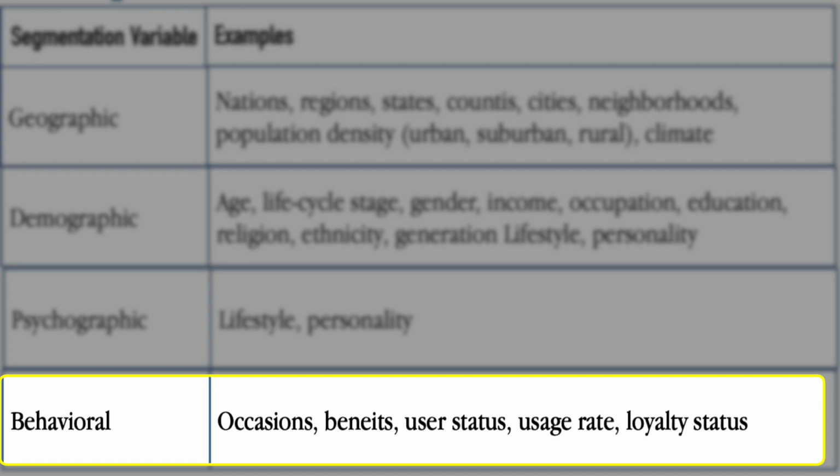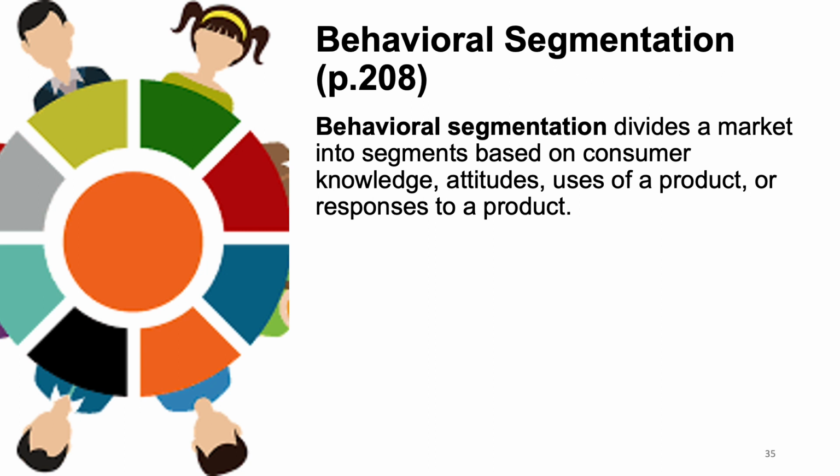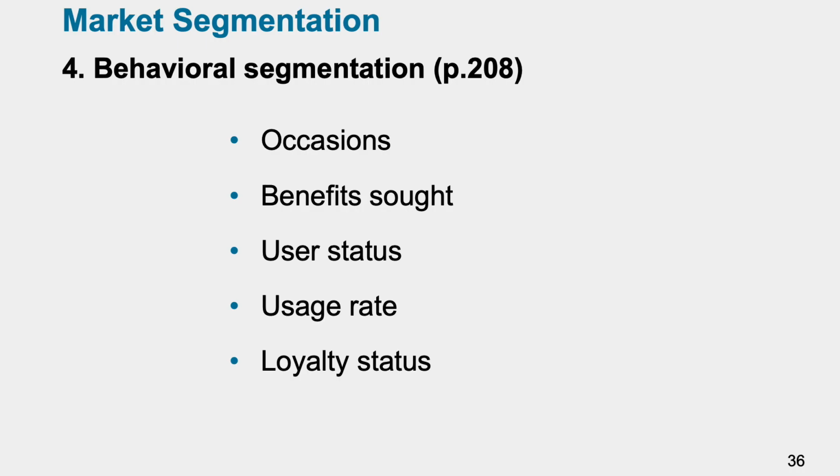The next segmentation type is behavioral: occasions, benefits, user status, usage rates, and loyalty status. Behavioral segmentation divides a market into segments based on consumer knowledge, attitudes, uses of a product, or responses to a product. Many marketers believe that behavior variables are the best starting point for building market segments. Behavioral segmentation includes occasion segmentation, benefit segmentation, user status, usage rate, and loyalty status.